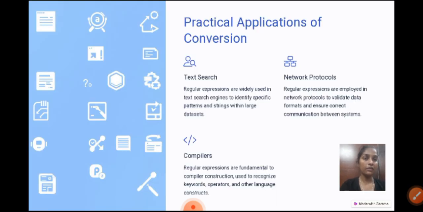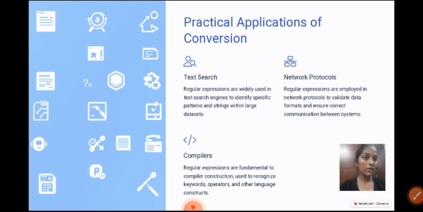Practical application of the conversion. We are using the practical application of finite automaton to regular expression conversion in our real life. Those are text search, network protocols and compilers. Text search. Regular expressions are widely used in text search engines to identify specific patterns and strings within large data sets. We can also take the example of string or pattern matching algorithms, which are useful for finding a particular pattern in a given string.